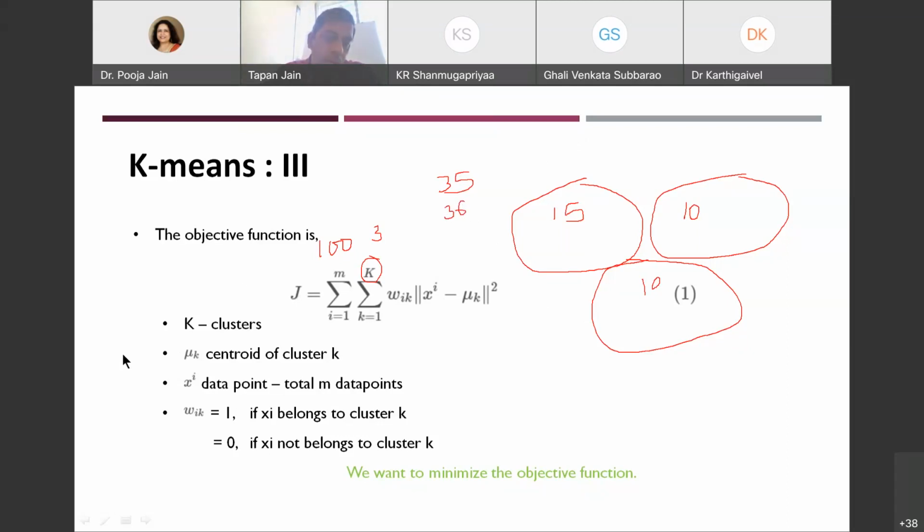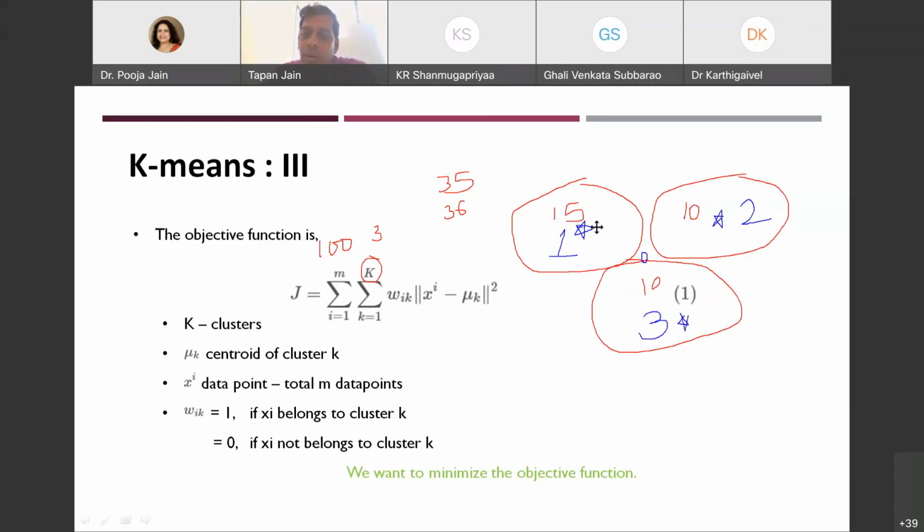36th data point has come into the picture. Maybe it belongs to this point. If I look at that, this is my cluster number 1, this is my cluster number 2, this is my cluster number 3. Now a new data point has come, I need to check the similarity. Step 1 is we need to calculate the centroid of existing data points. In cluster number 1, I have a total of 15 data points. When we club these 15 data points, maybe the centroid is here. When you combine these 10 data points, maybe the centroid is here.